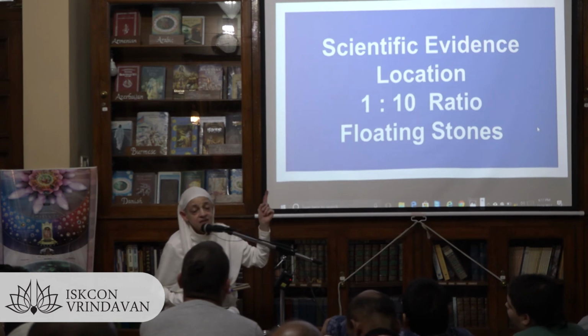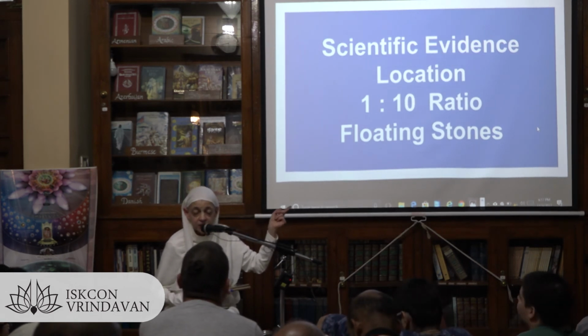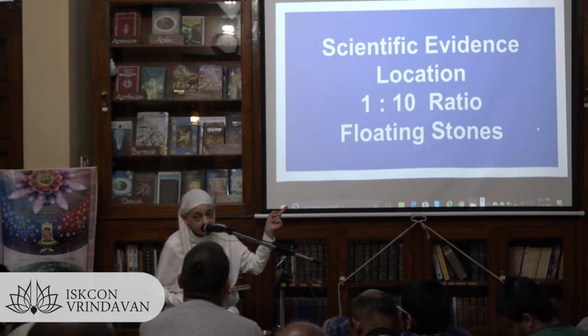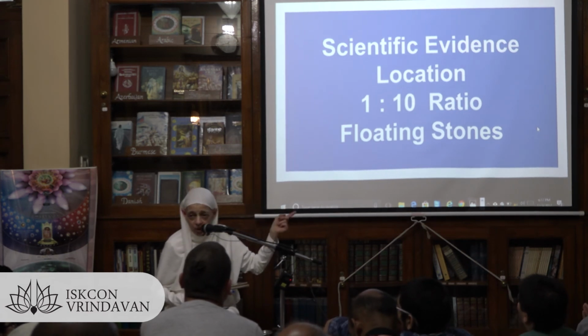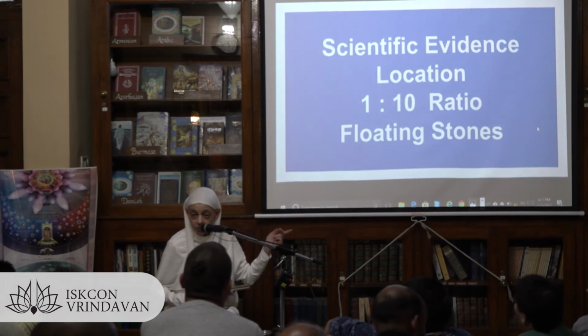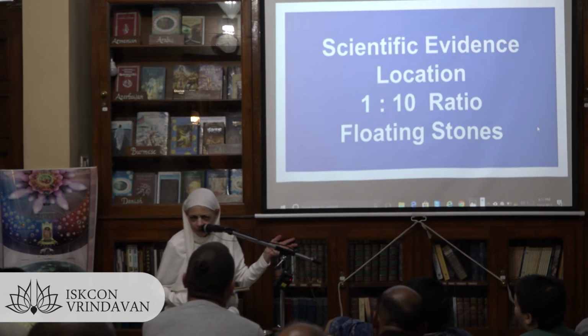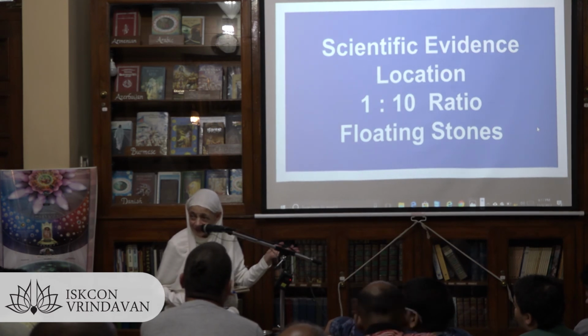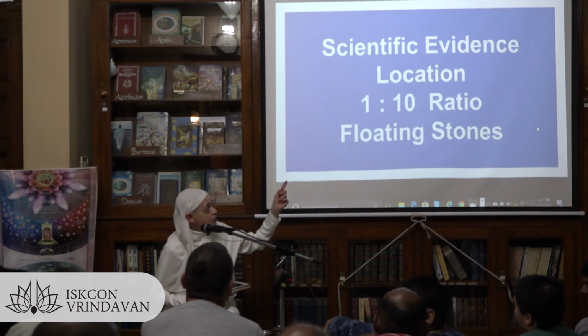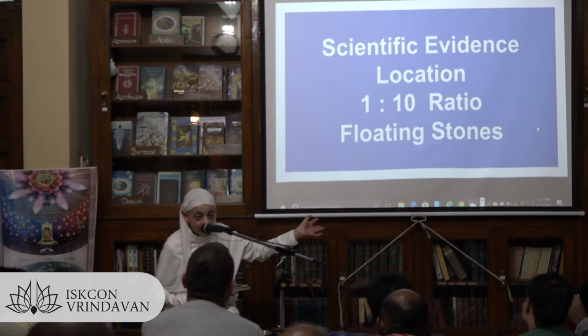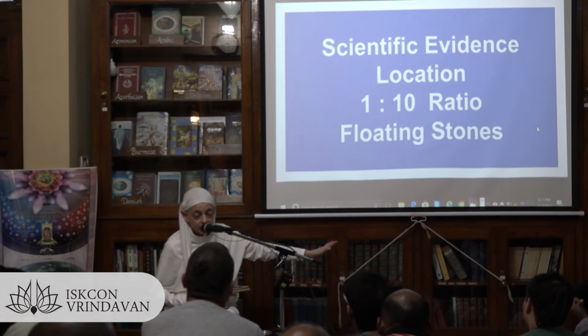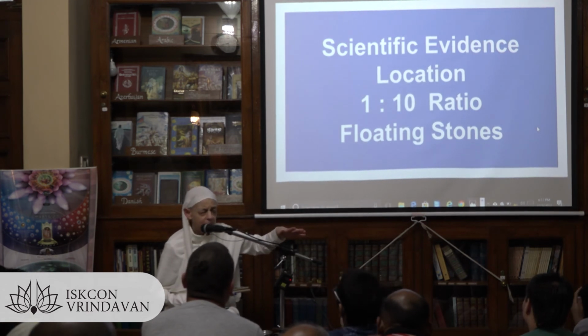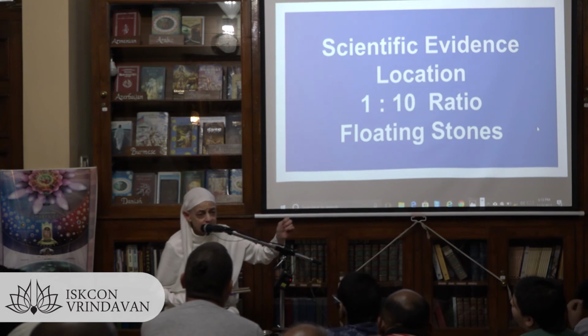Scientific evidence. We're trying to be problem preachers. The Shastras and science can corroborate the Shastra in terms of location, in terms of the ratio, and in terms of the floating stones. You can go to Rameshwar Island and see big, heavy stones floating on the water. Now, we're going to see pictures of that. Amazing, isn't it? So the location, according to the Ramayan, is between Rameshwar Island and I think it's called Mannar Island in Sri Lanka.